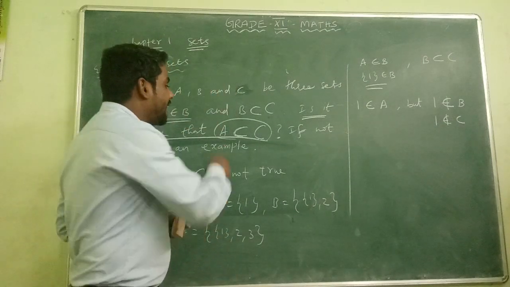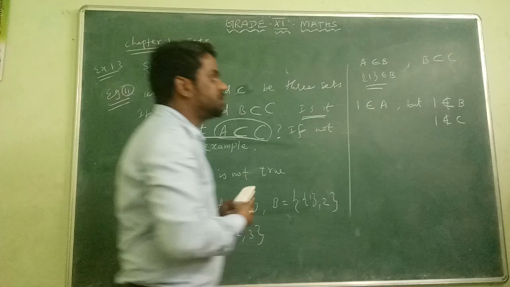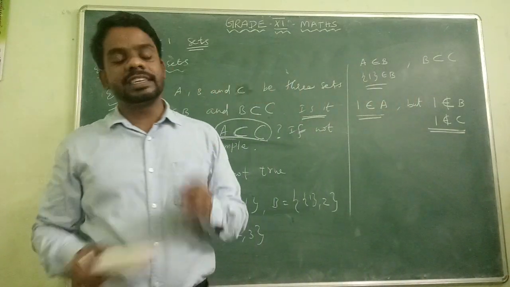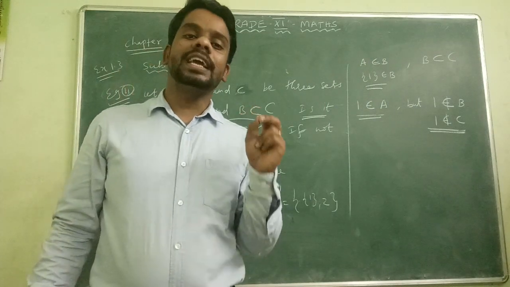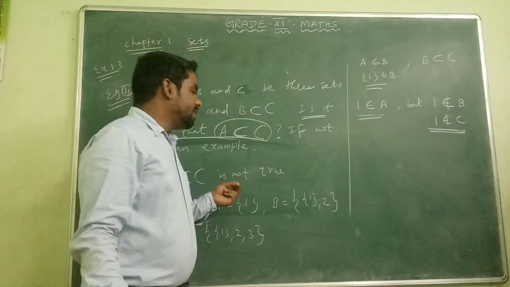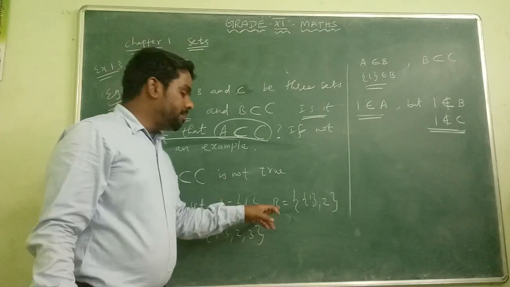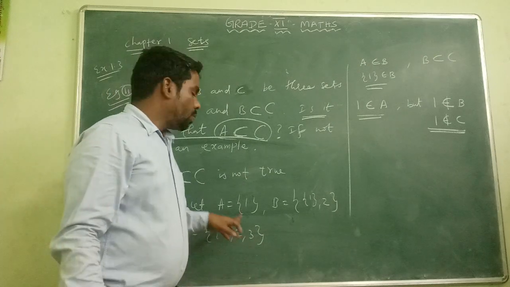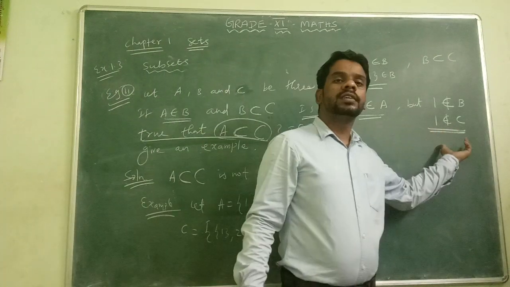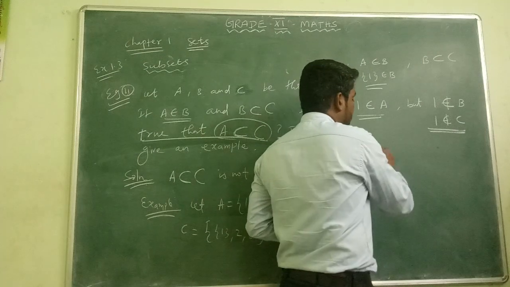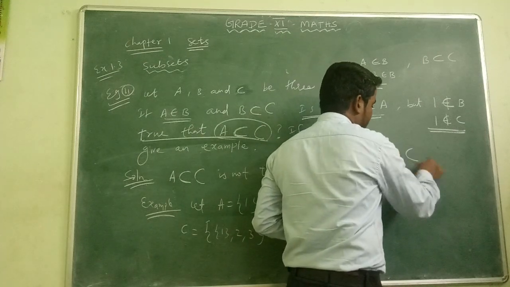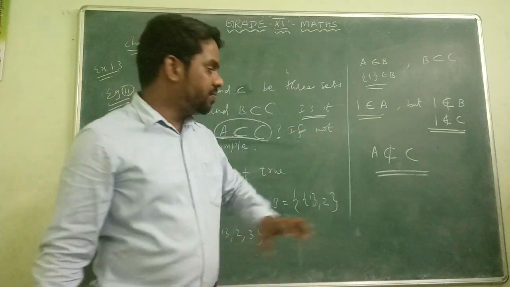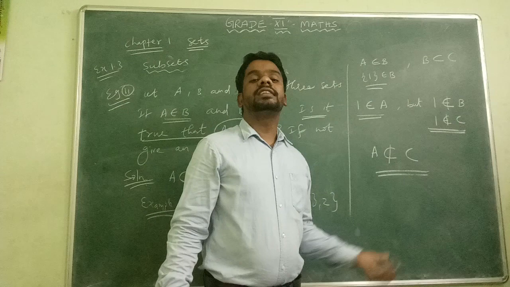Given A subset of C. Listen students, 1 belongs to A, but 1 does not belong to C. You know the subset concept: if all elements in A are elements of the set C, then A is a subset of C. But here 1 does not belong to C, therefore A is not a subset of C. So the true answer is A is not a subset of C.